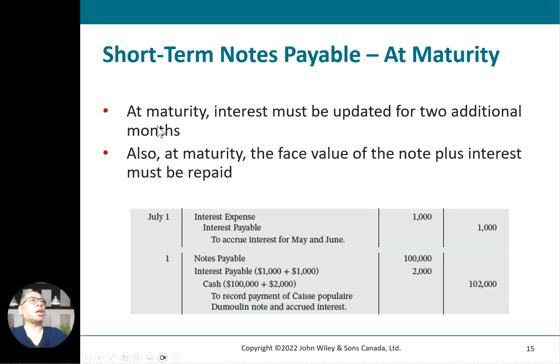Short-term note payable at maturity: interest must be updated for 2 additional months. Also, the maturity value of the note plus interest must be repaid. July 1, interest expense debit, interest payable credit, to include interest for May and June. Note payable 100,000 debit, interest payable debit, cash 100,000 plus interest credit, to record payment of the demand note and accrued interest.